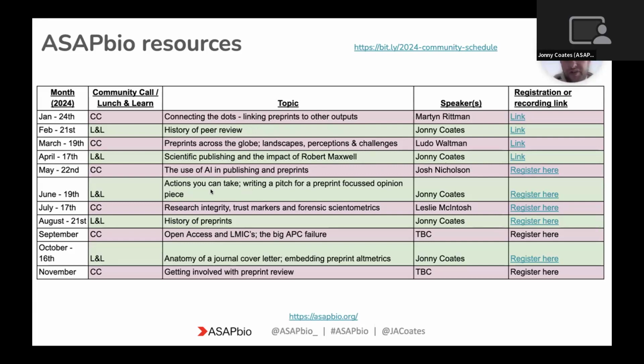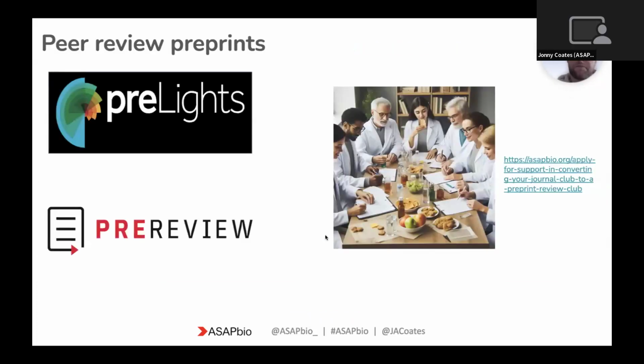Through these, we're also going to do some sessions around how you can really get involved. The next Lunch and Learn, for example, is how to write an opinion piece pitch for preprint related things. Our next community call next month is around the use of AI in publishing and preprints. So these are quite a good way of getting involved without doing any real work.